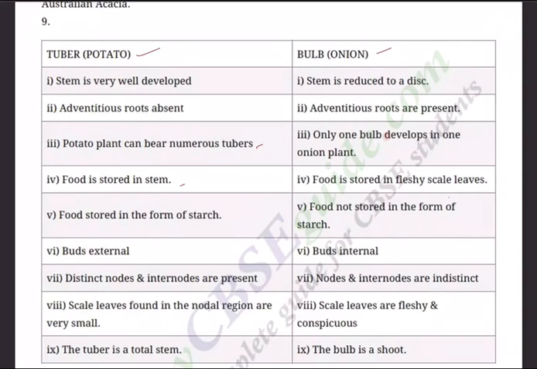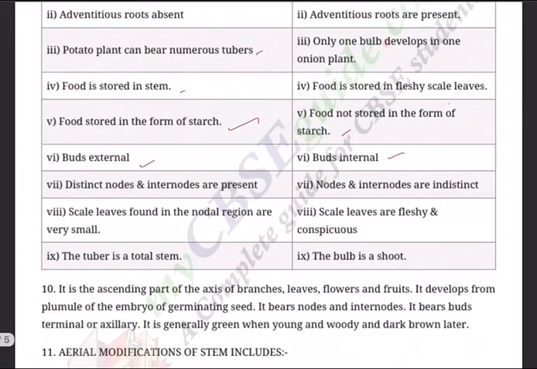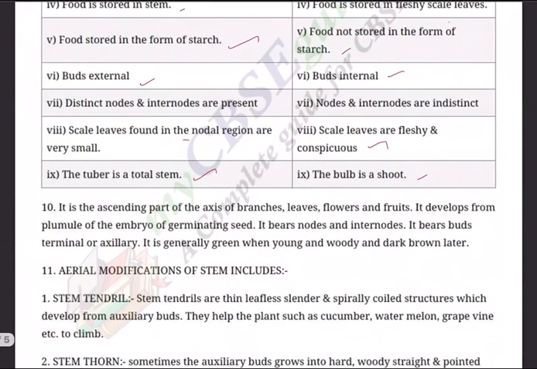Food is stored in stem. Food is stored in fleshy, scaly leaves. Food is stored in the form of starch. Food is not stored in the form of starch. Buds external, buds internal. Distinct nodes and internodes are present. Nodes and internodes are not distinct. Scaly leaves found in nodal region are very small. Scaly leaves are fleshy and conspicuous. The tuber is a total stem. The bulb is a shoot, and of course with leaves also.